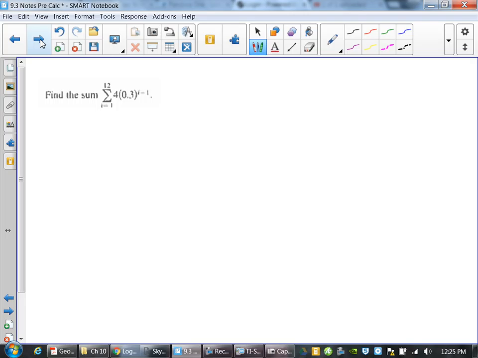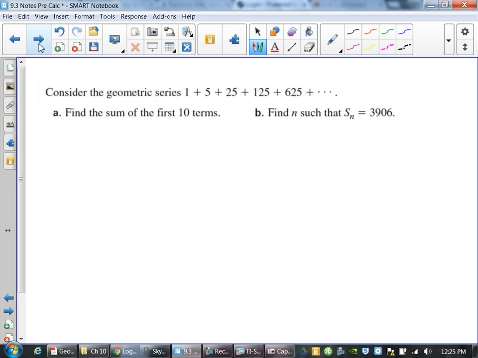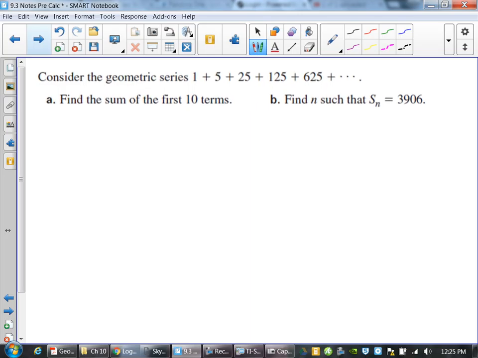Find the sum. Got a sequence here. Let's take the series 1 plus 5 plus 25 plus 125 plus 625, and let's find the sum of the first 10. Sometimes they might call it the 10th finite sum. Oh, partial sum. Thank you. I forgot what it's called. Yeah, 10th partial sum. So I want to find the sum of the first 10 terms.